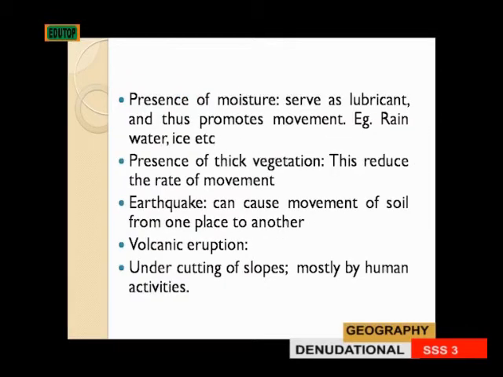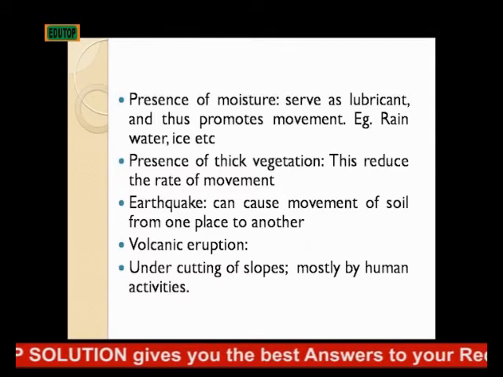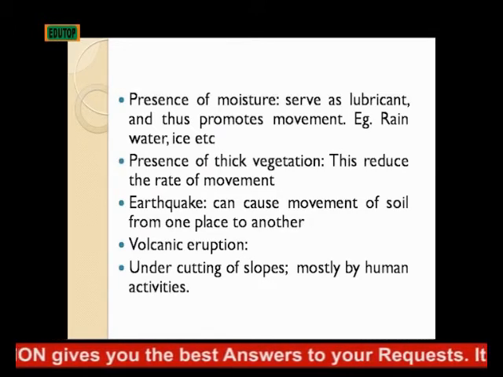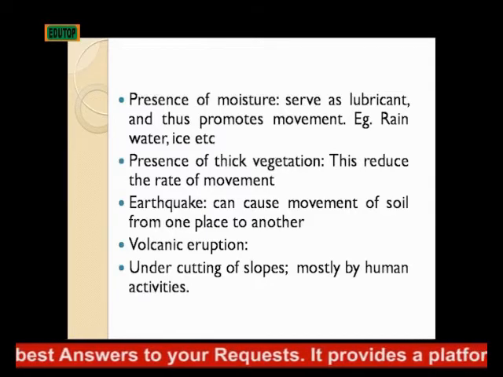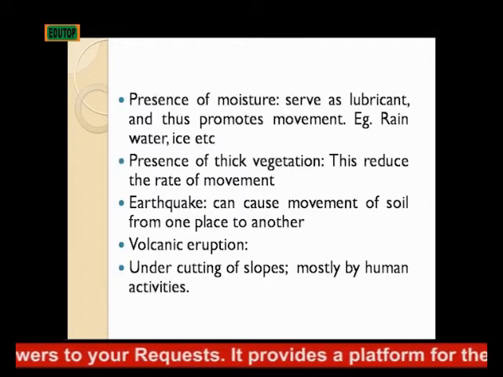There's also the presence of moisture, which affects mass wasting. Moisture here serves as a lubricant to lubricate the surface and thus promotes movement. Examples are rain, water, and ice. These are the lubricating moisture which promotes mass movement.